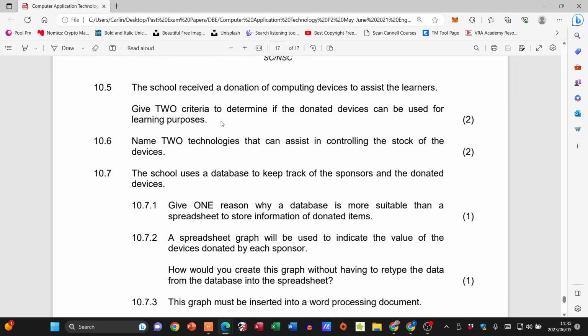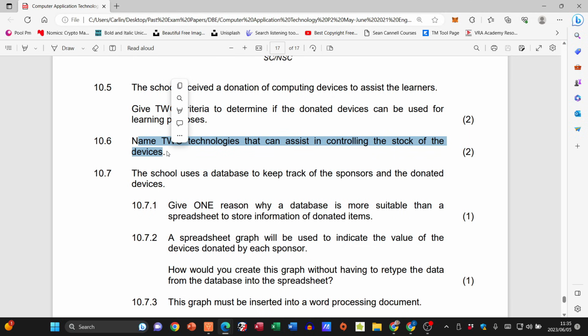Check that they have enough storage space. What sort of operating system are they using? Does it come with a mouse and keyboard? Are they laptops? Are they desktops? All of those type of things. That's how you'll actually determine whether it can be used. When they talk about for learning purposes, basically they mean within the classroom. Okay, will you be able to use it for CAT? Will you be able to use it for any other subjects?